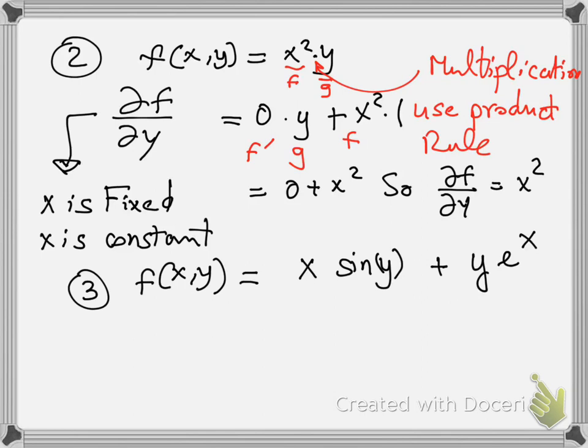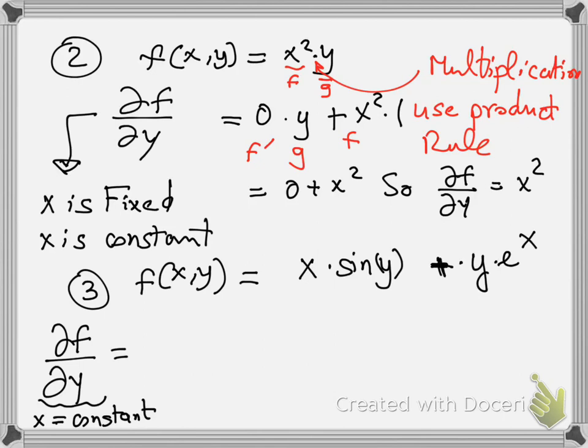Okay, so let's say you want to compute partial f, partial y. Here we need to keep in mind that partial f, partial y means that x is constant. So you need to think of x as a constant. Here I have multiplication, and then a sum. So what will be the derivative?